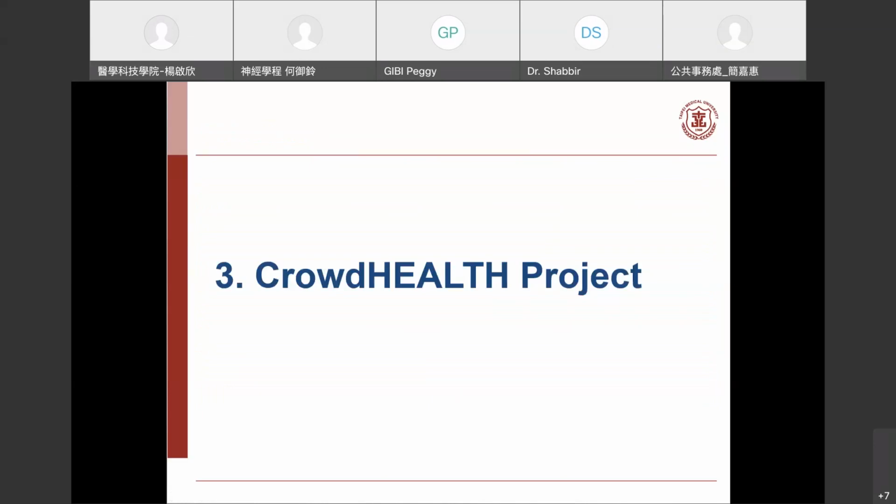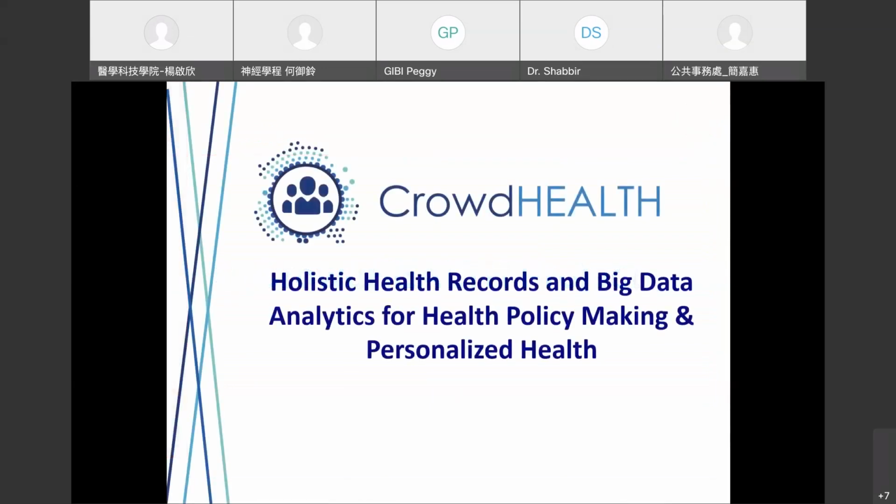Then this is the project, an H2020 European project, where TMU is a partner in that consortium. This is also about holistic health records and big data analytics for health policy making and personalized health. Basically, what we did in this is we want to provide data-driven evidence for policy making, because so far all our clinicians only depend on evidence-based medicine.